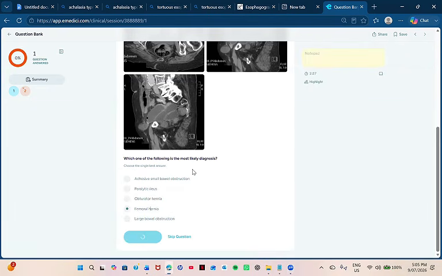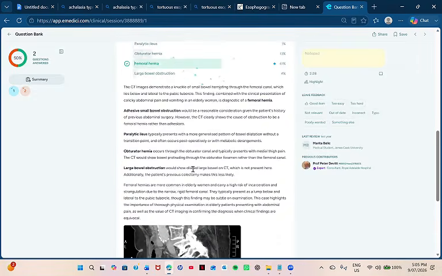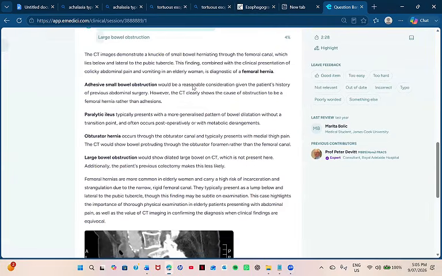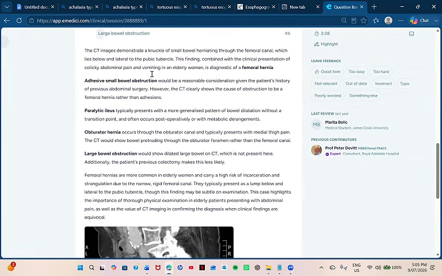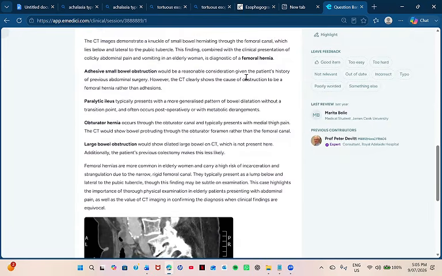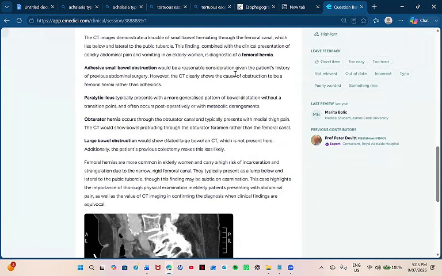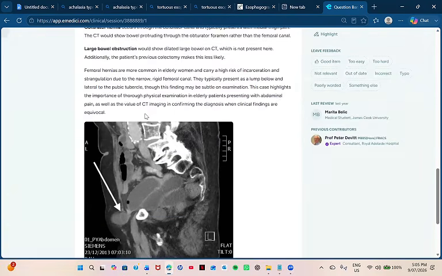Good. The CT image demonstrates a knuckle of small bowel herniating through the femoral canal, which lies below and lateral to the pubic tubercle. This finding, combined with the clinical presentation of colicky abdominal pain and vomiting in an elderly woman, is diagnostic of femoral hernia. Right?